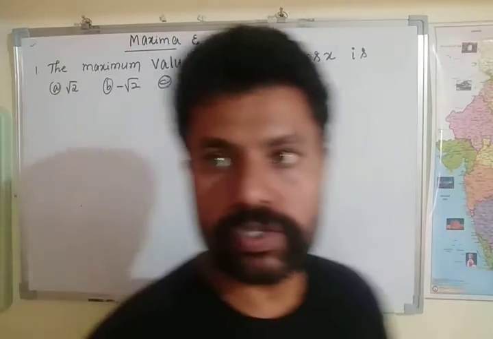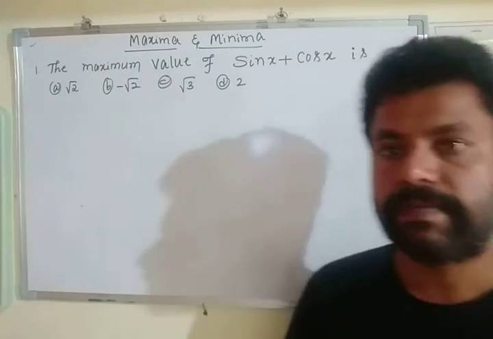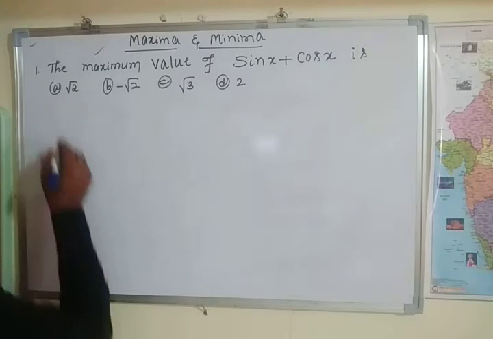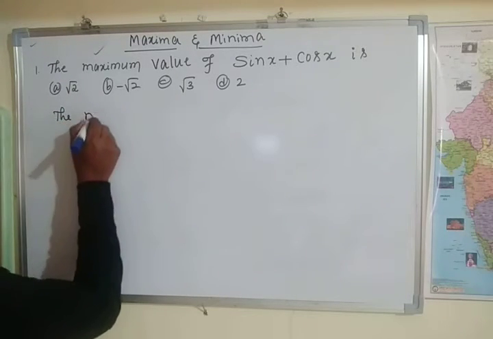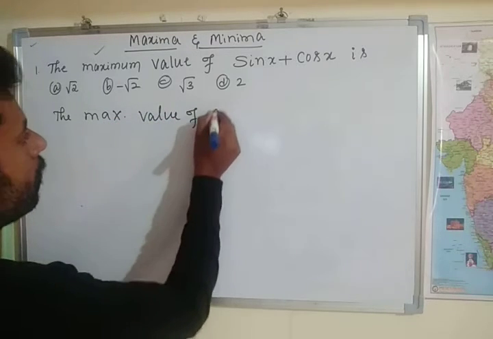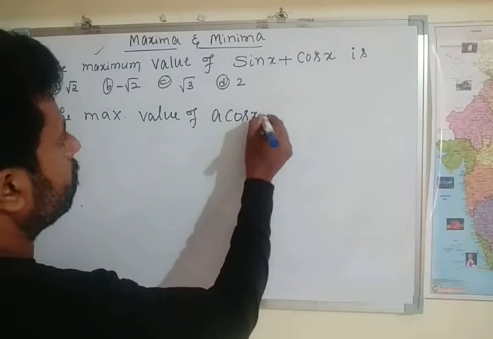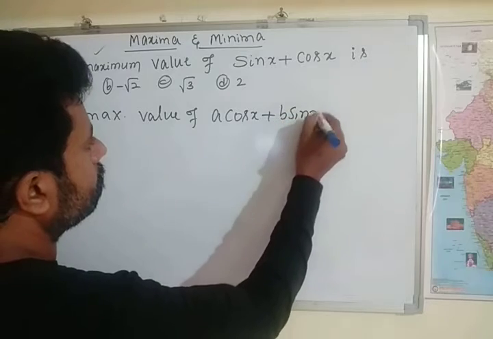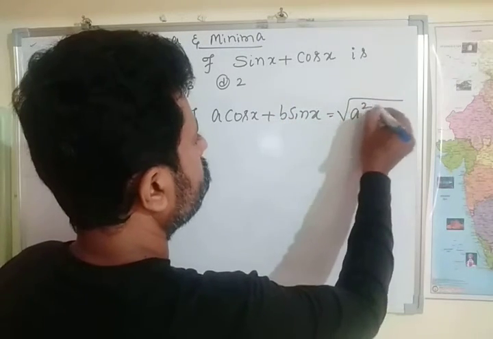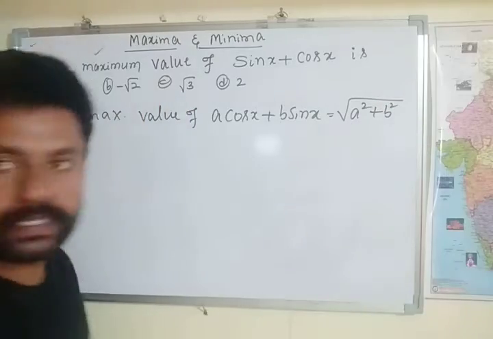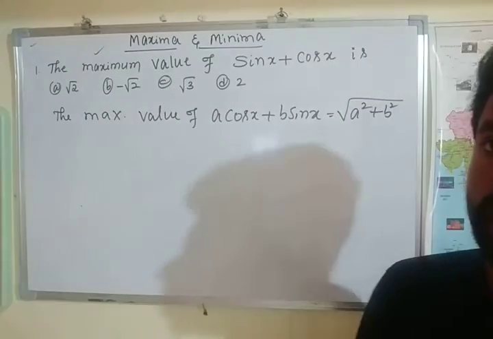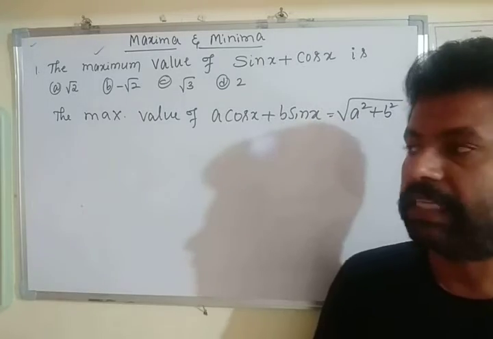Now here we have a shortcut formula. Here we have to find maximum and minimum value results. See here first maximum result. The maximum value of a cos x plus b sin x is equal to root of a square plus b square. So given a result in the form of a cos x plus b sin x, the result can be written as root of a square plus b square.